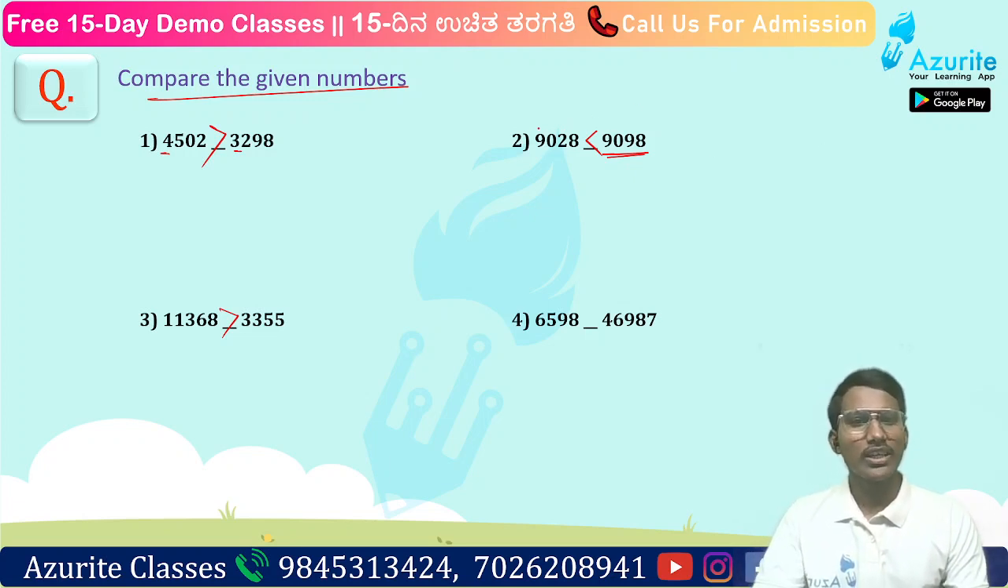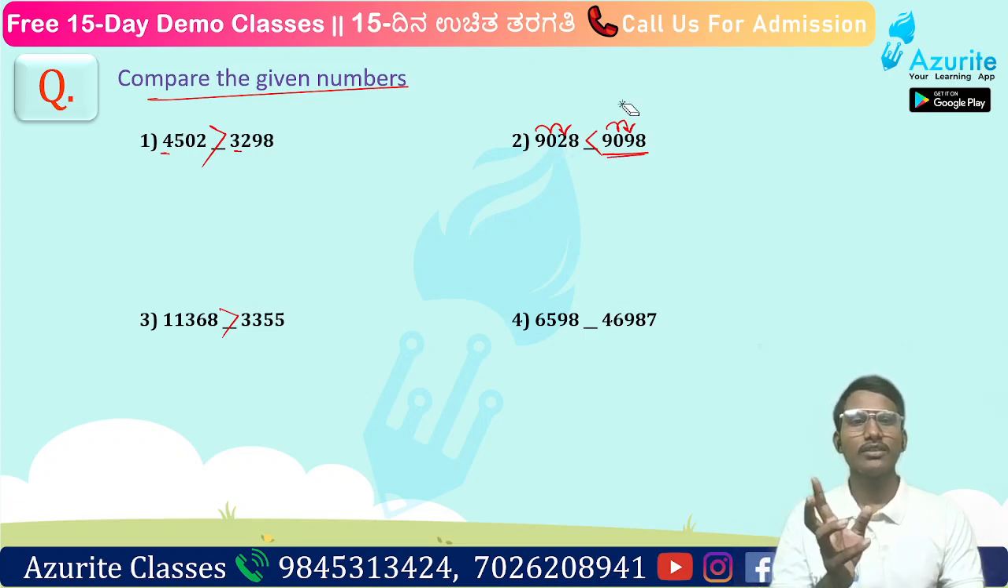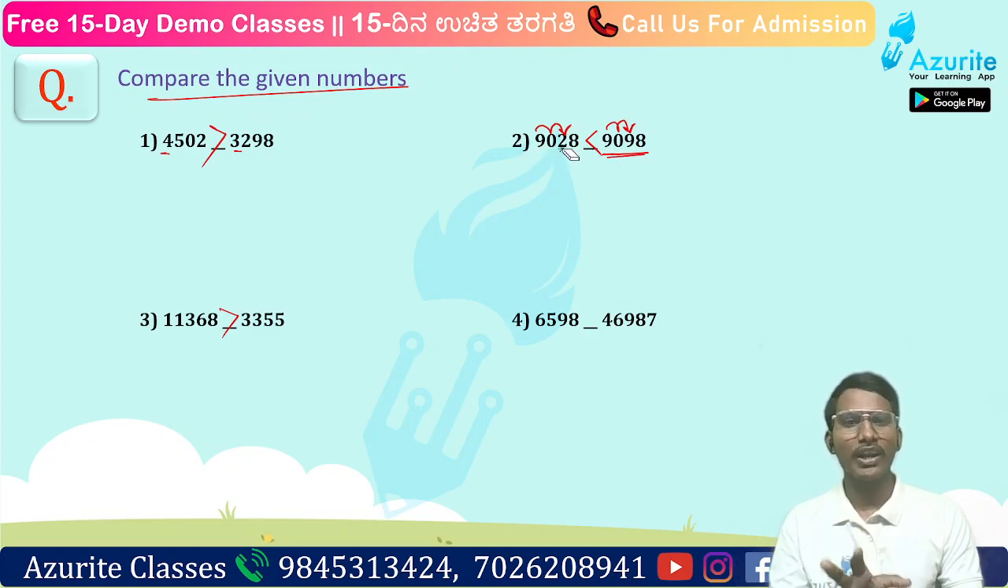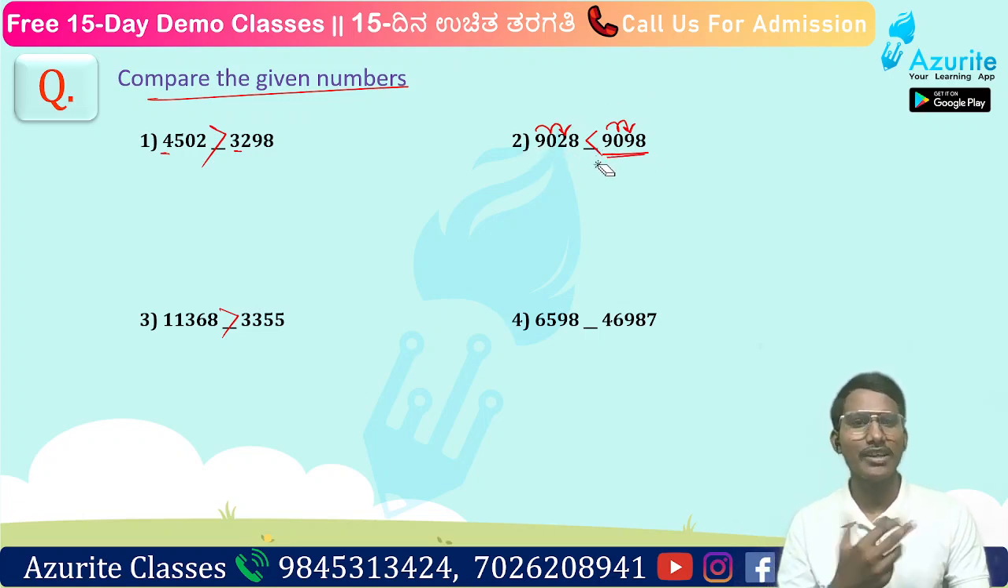Okay, so here if you see, the first digit is same, the second digit is same, and at the third digit you will get the bigger digit. Here it is 9, here it is 2. So that is why this number will be bigger, right? So here 9,028 is smaller than, that is lesser than 9,098. So understood? Okay.